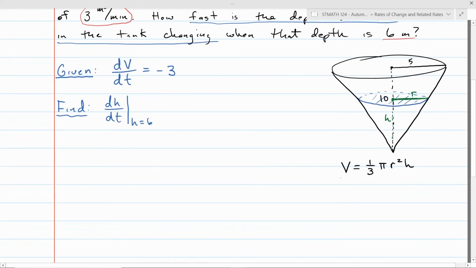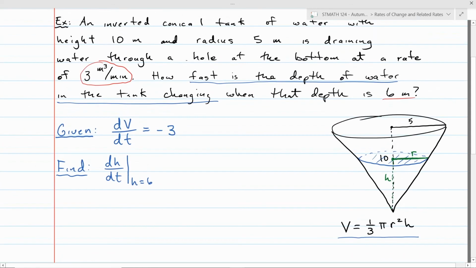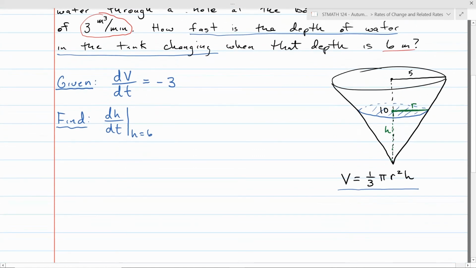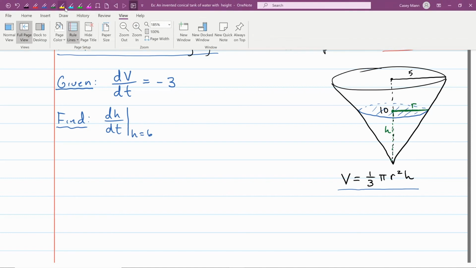Well, in my volume formula here, I kind of have a relationship between V and H, but there's a third variable in there, R, and I don't see anywhere in the problem anything about how fast R is changing. So when I get in a situation like this where my equation has more variables than I have information in the problem, it means I probably need to look for another relationship between variables. And in this particular problem, there is a secondary relationship that we can observe.